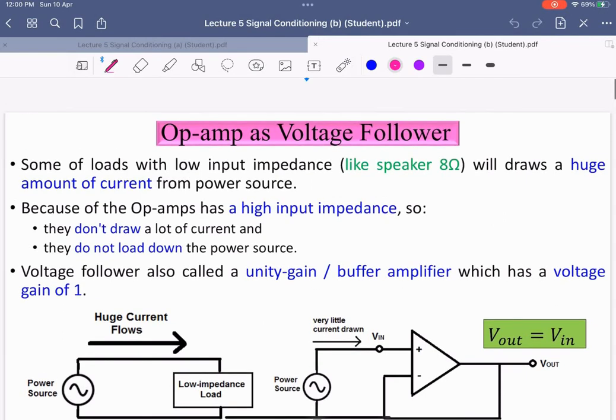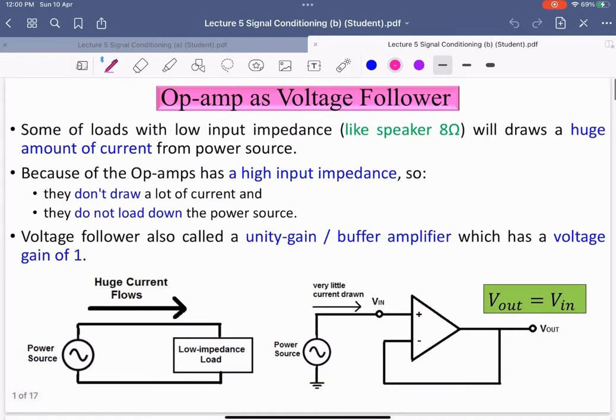So the next one is the voltage follower. Voltage follower is sometimes very important, right? When you construct your circuit practically, you will need the voltage follower, but you have to test first whether your sensor can support the actuator or the output or not. So let's consider some load with low input impedance, like a speaker.